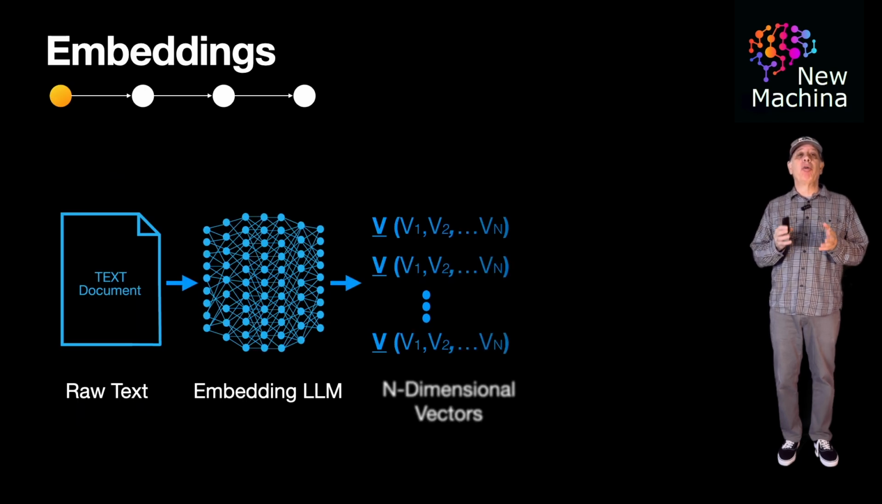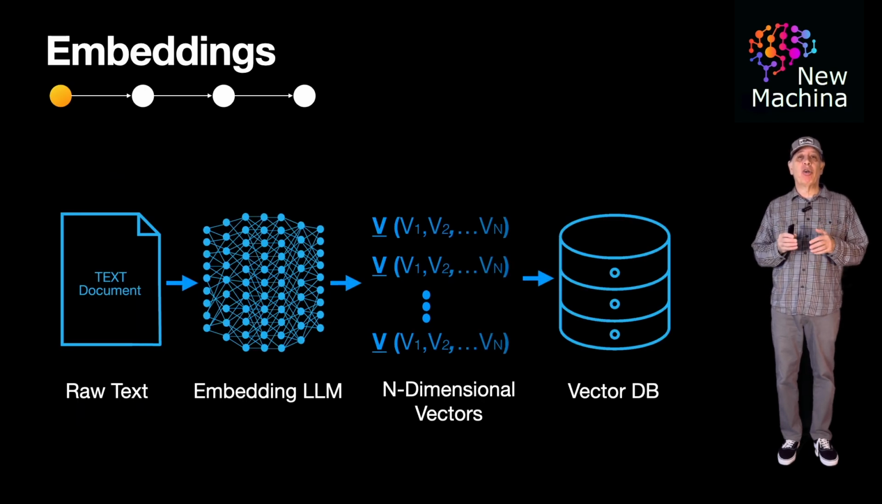Let's quickly review embeddings. Embeddings are vector representations of data. In our case, text data, but it could be any data such as images, audio, or video. There are specialized LLMs, also known as embedding LLMs, that take in data and generate embeddings. In this example, I'm showing an embedding LLM generating an embedding from a text document. Again, an embedding is just a sequence of n-dimensional vectors.